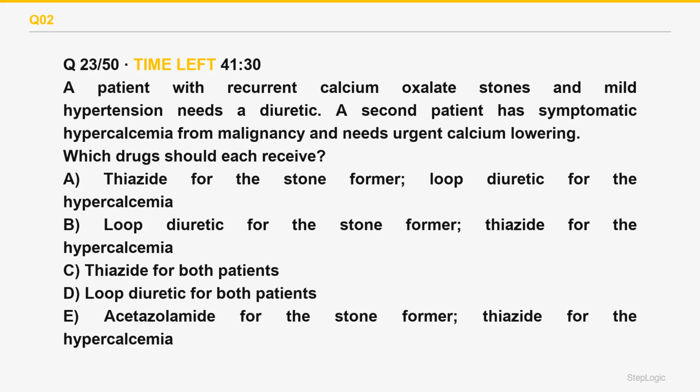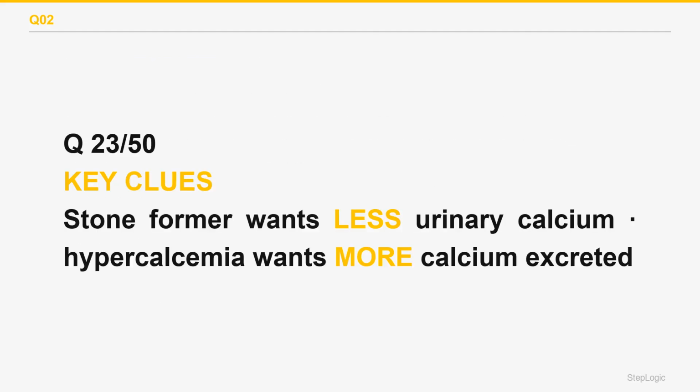Which drug should each receive? A patient with recurrent calcium oxalate stones and mild hypertension needs a diuretic. A second patient has symptomatic hypercalcemia from malignancy and needs urgent calcium lowering. Read the command, which drug for each patient. The two diuretic classes move calcium in opposite directions, and each direction has its own indication.